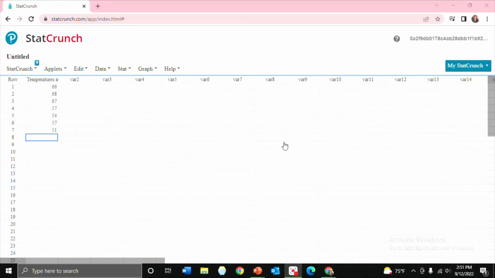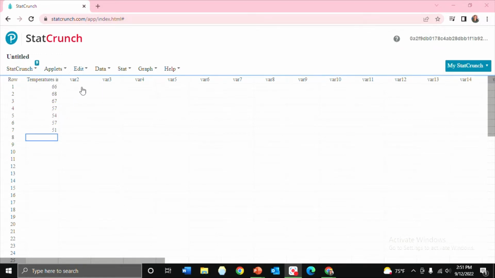Guys, I'm going to show you how to use StatCrunch to compute all of the different measures of central tendency and variance that you learned about in Nick's video. I've taken the data he gave about the temperatures in May and put it here in StatCrunch. I'm going to show you how to calculate the mean, the median, the mode, and then the standard deviation if this was a population and if this was a sample.